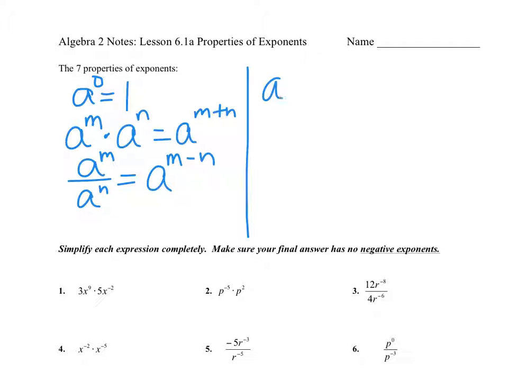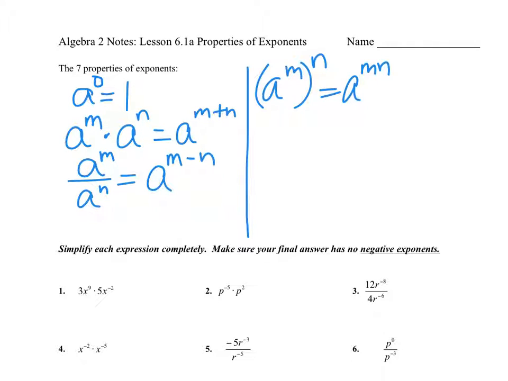Here's one, a to the m, and then raised to the nth power. People will get that one and the one where you add them mixed up. They do that all the time. But if you have a to the m raised to the n, what you do to the exponents is you multiply them together. So let's go back to this 2 cubed over here.